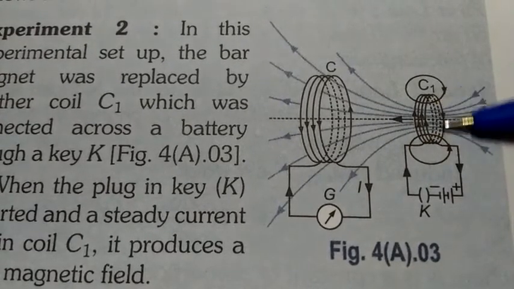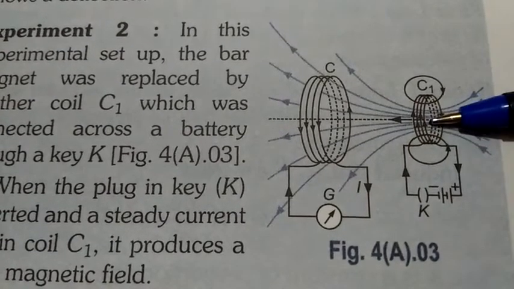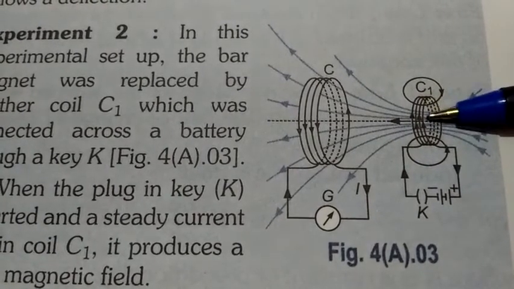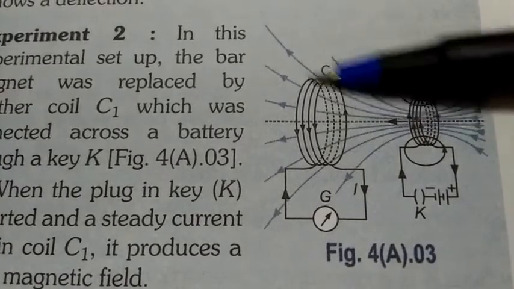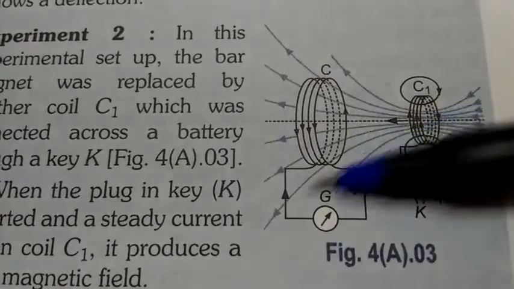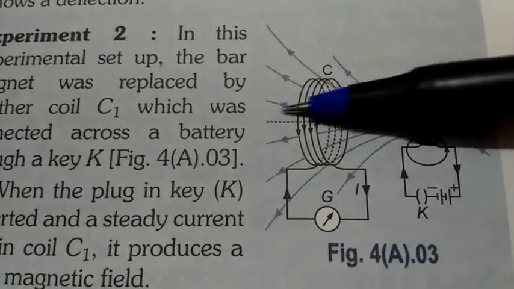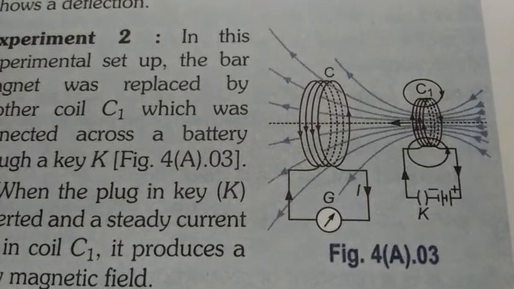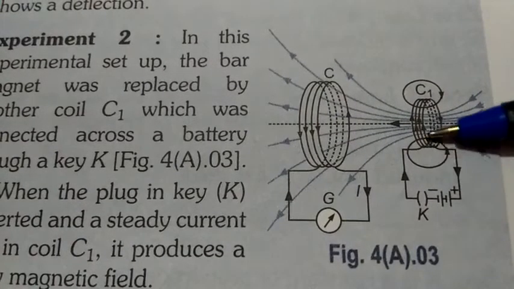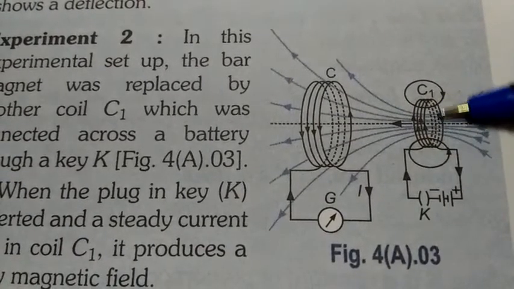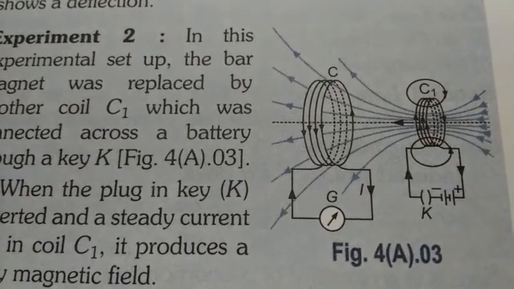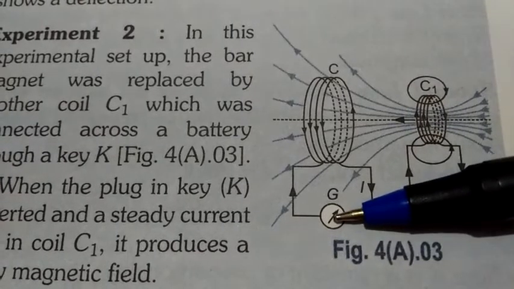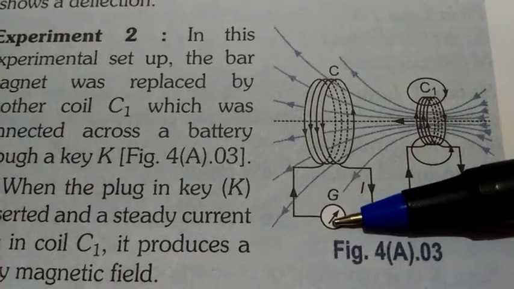When the current flows in the coil, because of the current, a magnetic field will be produced here. Because of that magnetic field, field lines will be there, and because these field lines are passing through the surface, magnetic flux will be there. Now if we let a steady current pass through the coil, steady current means there is no change in current, the value is the same, at that time the galvanometer is not showing any deflection. No deflection will be there.